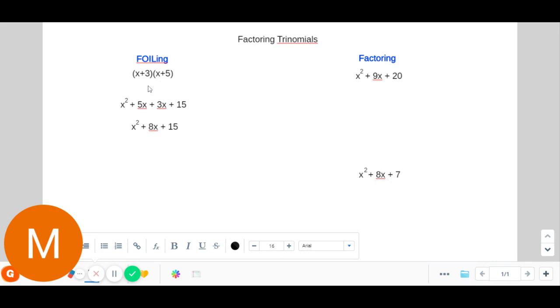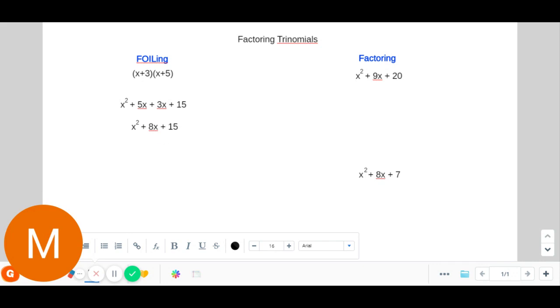If you have a problem like this, x plus 3 times x plus 5, so we know the way you do it is you do x times x, you get x squared. So 5 times x is 5x, 3 times x is 3x, and 3 times 5 is 15. That gives you x squared plus 5x plus 3x plus 15. Again, the middle two terms can be combined, 5x plus 3x equals 8x, giving us x squared plus 8x plus 15. Hopefully, you all know how to do that.